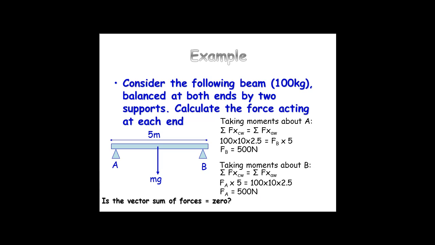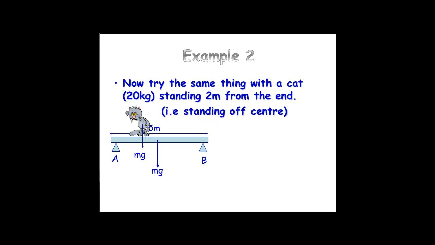Now, quick question. The vector sum of the forces is equal to 0. So does 500 up plus 500 up plus 1,000 down equal 0? Yes, it does. So therefore, we'd be feeling pretty confident that we have done this correctly. So let's make it a little bit more difficult, and let's throw a 20 kilogram cat 2 metres from one end onto the beam. Yeah, heavy cat, but let's make it a little bit more exciting with a little bit more weight.